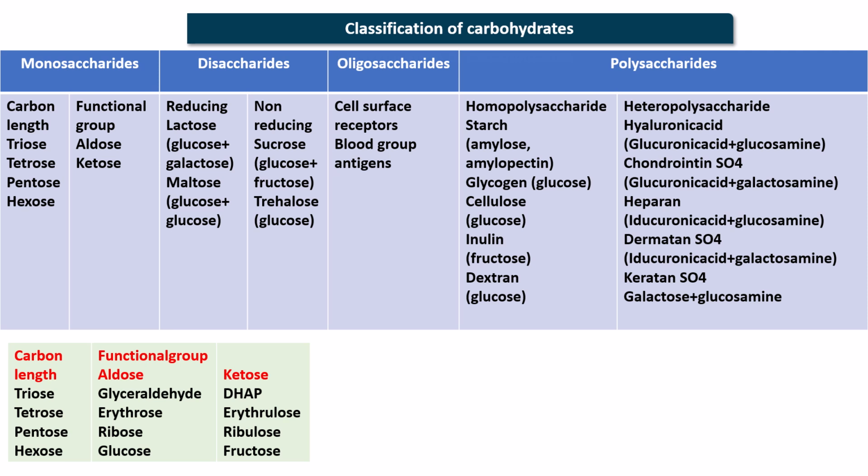Heparin made up of iduronic acid and glucosamine. It acts as anticoagulant. Dermatan sulfate, composition is iduronic acid and galactosamine, present in skin, heart valves and blood vessels. Keratan sulfate lacks uronic acid but mainly contains glucosamine and galactose.